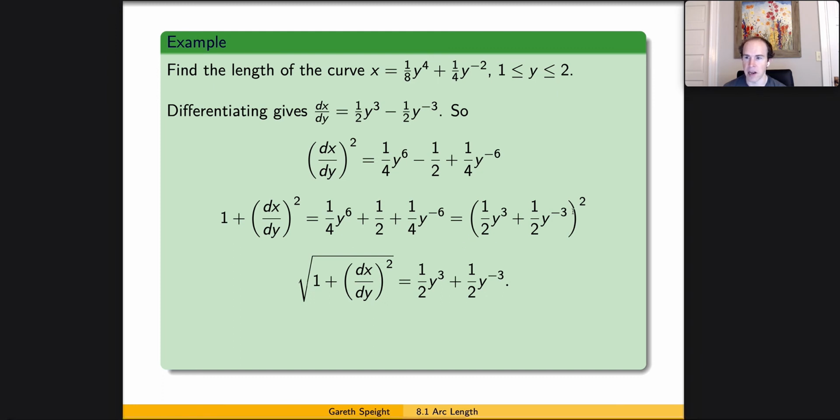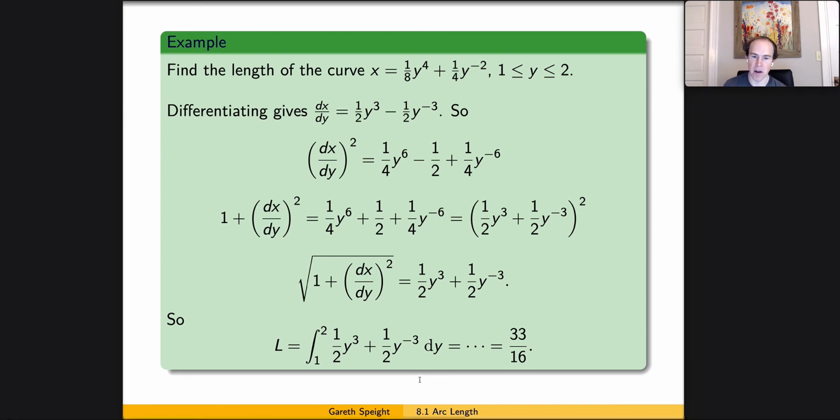So we're not taking the square root of each piece separately, but we're doing the square root of something squared. It's just the something on the inside. So this is a half y cubed plus a half y to the minus 3. Okay, and now that we've managed to simplify that, we can integrate it from 1 to 2. So keep in mind, since we're working in terms of y, we're using y values. So y is running from 1 to 2.